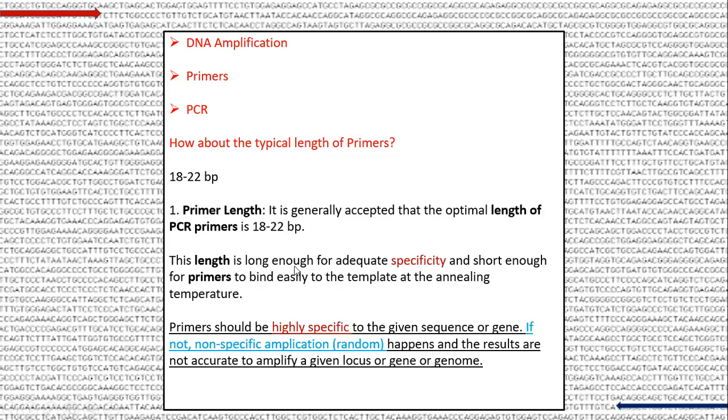This length is long enough for adequate specificity. For example, I am trying to amplify this region here only, nothing else. So my forward primer should have maximum complementarity to the given sequence here. Otherwise, it will randomly bind somewhere in the genome, so I may not get the gene X I am looking for. Same way, the reverse primer also should have maximum complementarity here.